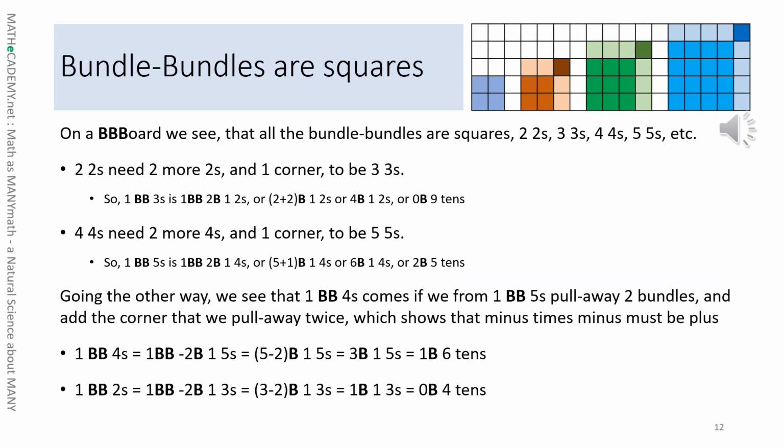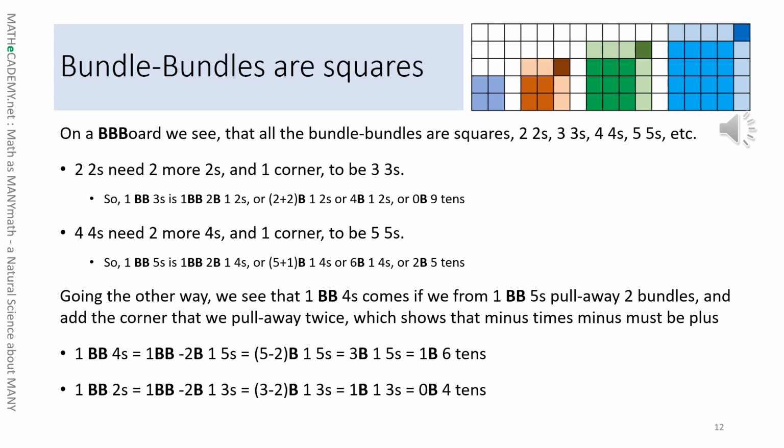Bundle bundles are squares. On a BB board we see that all the bundle bundles are squares, 2 twos, 3 threes, 4 fours, 5 fives, etc. 2 twos need 2 more twos, and 1 corner, to be 3 threes. So, 1 bundle bundle, threes, is 1 bundle bundle, 2 bundle, 1, twos, or 2 plus 2, bundle, 1, twos, or 4 bundle, 1, twos, or 0 bundle 9, tens.